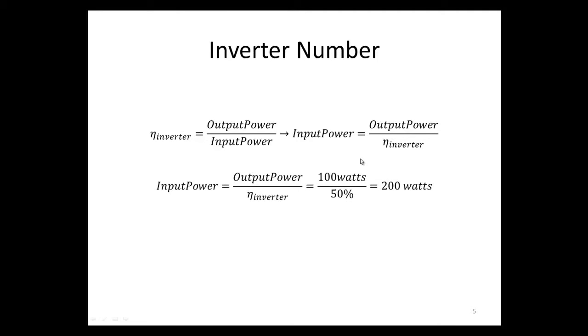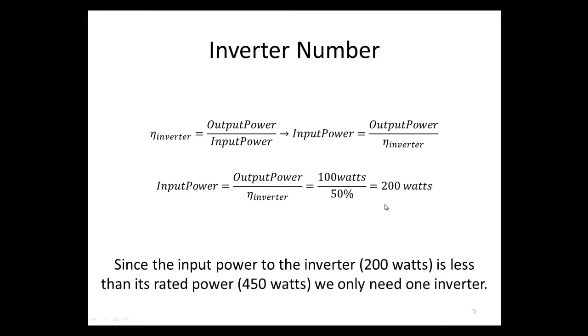Then we plug in what we knew from the first slide and solve for input power. The output power again was 100 watts and the efficiency was 50%, so we get an input of 200 watts. We know that the maximum power rating of the inverter was 450 watts, and since the power we're supplying to it is 200 watts, we only need 1 inverter. If we got greater than 450 watts, we would need more than 1 inverter.